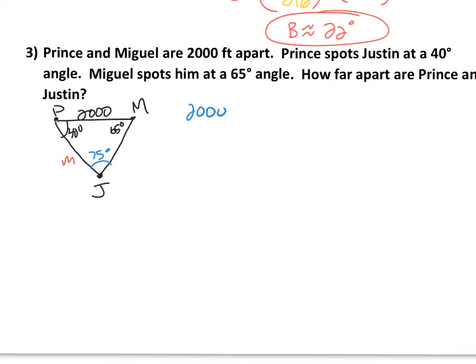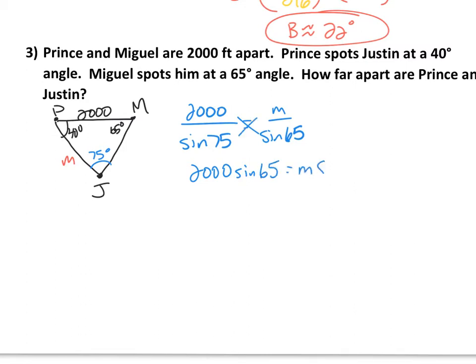We'd have 2,000 over sine 75, because we know that angle measure now, and we'd have m over sine 65. We can cross multiply then and get 2,000 sine 65 equals m sine 75. And we're going to have to divide both sides by sine 75. Cancel that out, and that will be what m is equal to.